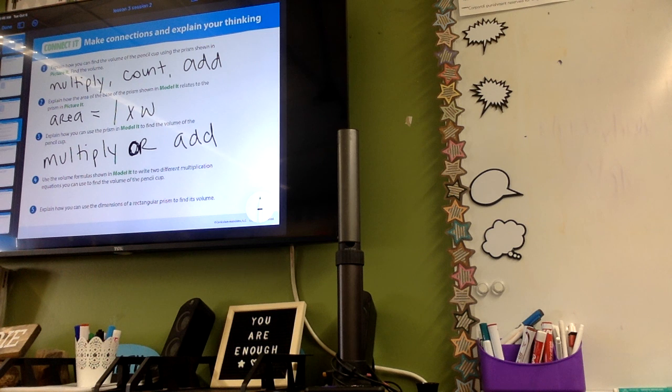All right, number 4. Use the volume formulas. Okay, so I'm going to write them over here. So we have length times width times height. And then we have base times height. Okay? So use the volume formulas shown in Model It to write 2 different multiplication equations you can use to find the volume of the pencil cup. So if we're going to use Model It, we're going to do our length times width times height first.